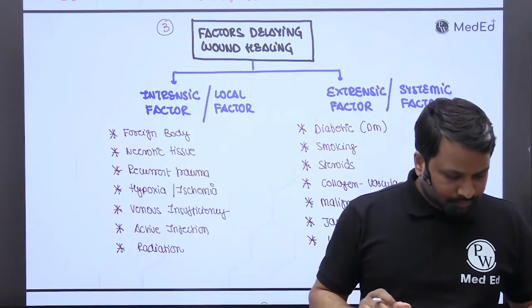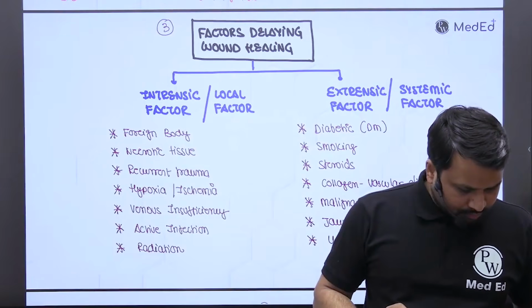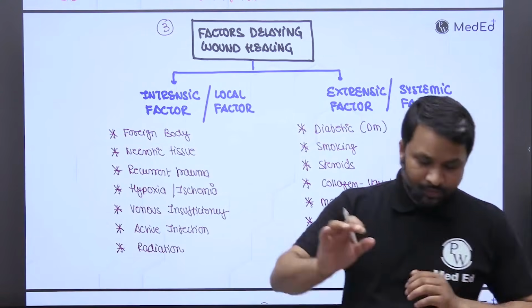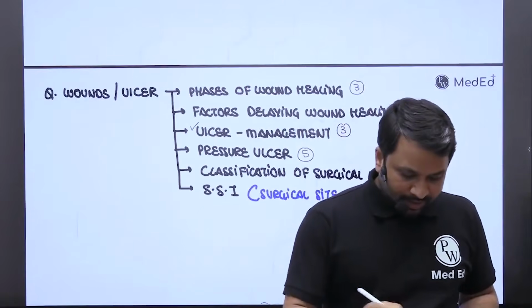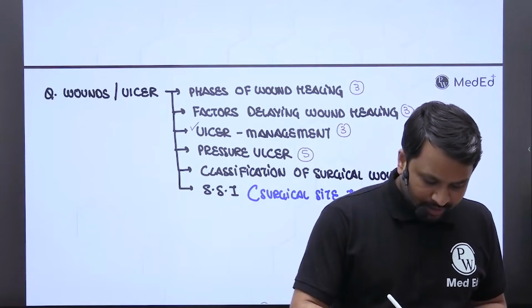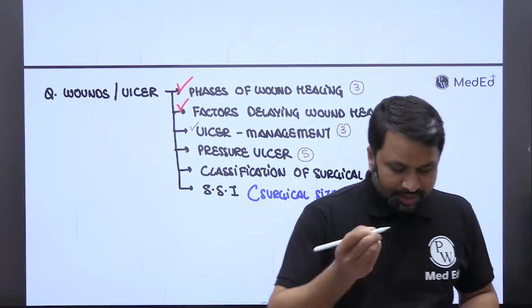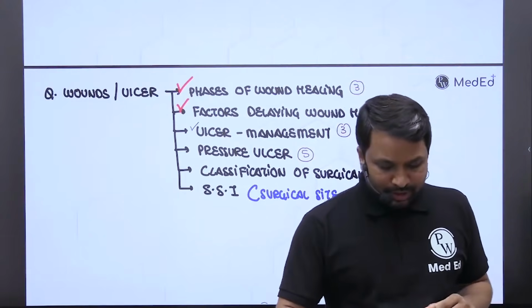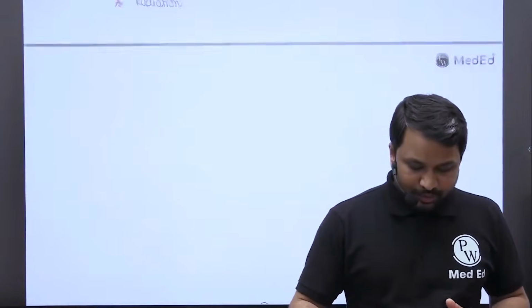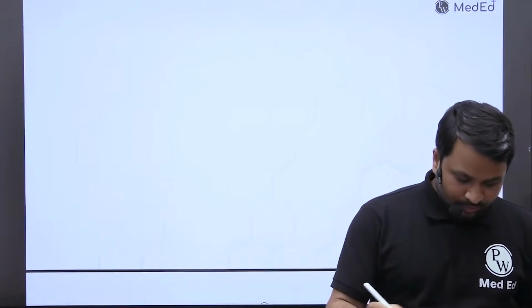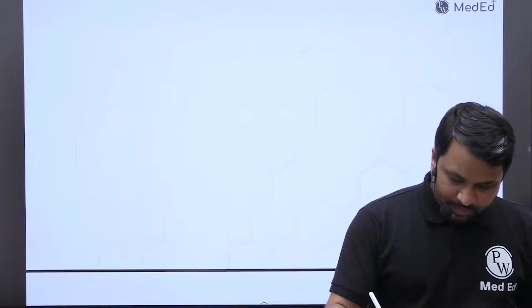Now, so these are the factors that delay the wound healing, right? So we have completed the first one, that is the phases of wound healing and factors that delay the wound healing. The third question is going to be your ulcer and its management, right? So we'll talk about the types of ulcer and the ulcer's management. We'll talk about the various types of ulcer.